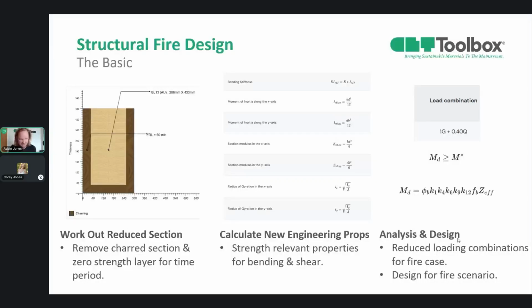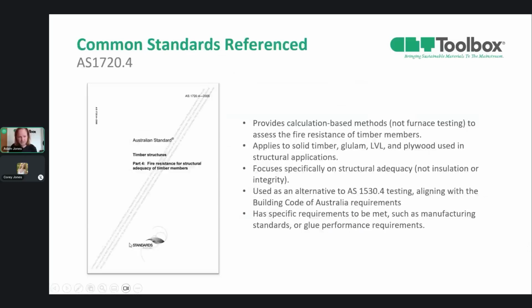So just the high level basics, and this is for an engineering audience. So number one, if we're looking at a glulam section, quite simply, work out the reduced section. You might have a char model to find out what that reduced section size is. You can have new engineering properties to design with, and then you can have new loading combinations that are available for the reduced load for the fire combination or for the fire scenario. And then you design all of this together for the fire scenario. From a structural point of view, it's not that different. And once you know end to end.